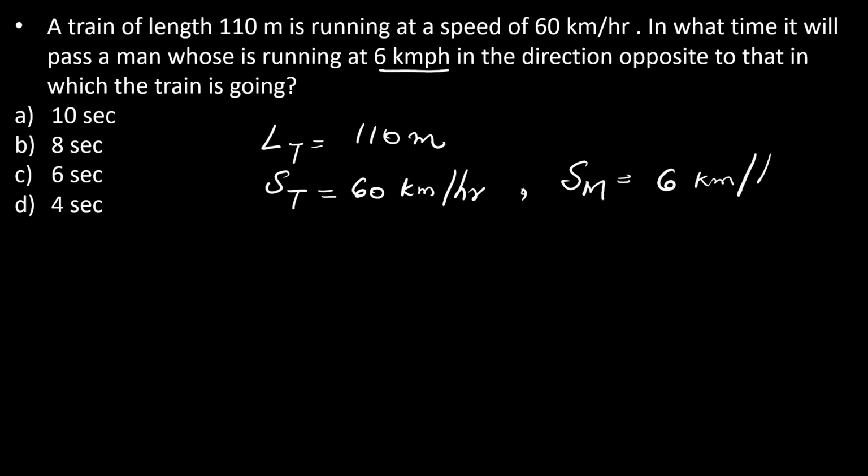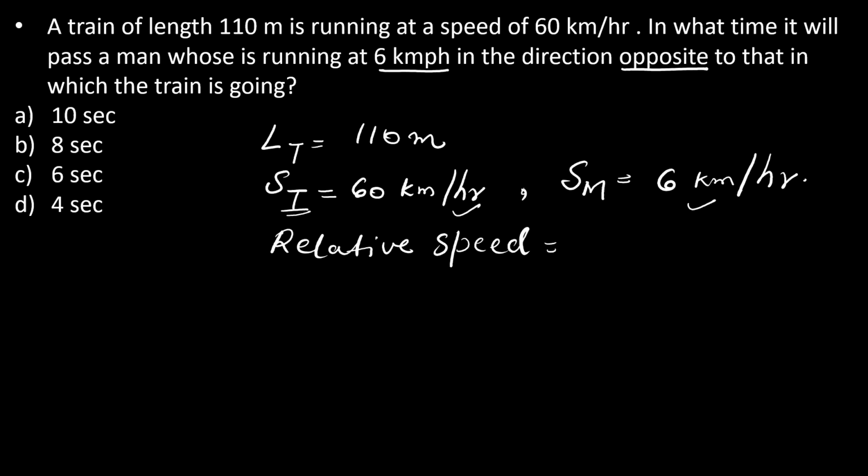So since both are moving, okay, in which direction? In opposite directions. Then what would be their relative speed? When they are moving in opposite directions, these two speeds are to be added. That is ST plus SM, which is equal to 60 plus 6, 66 km per hour, is the relative speed.